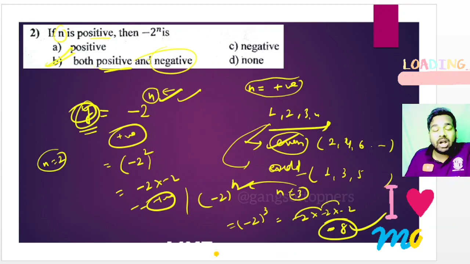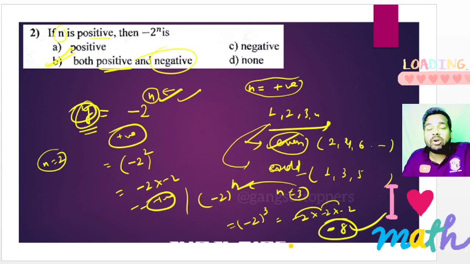How? Because it depends on the value of n, whether n is an odd number or an even number. So depending on the odd and even value of n, we get the value of minus 2 whole to the power n. So the answer will be both positive and negative.